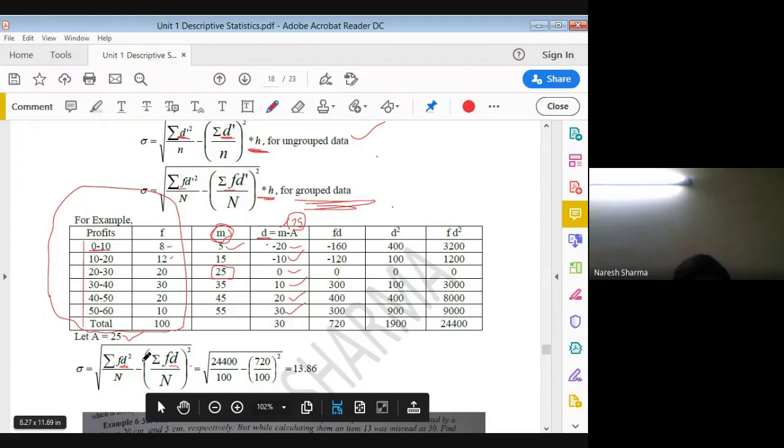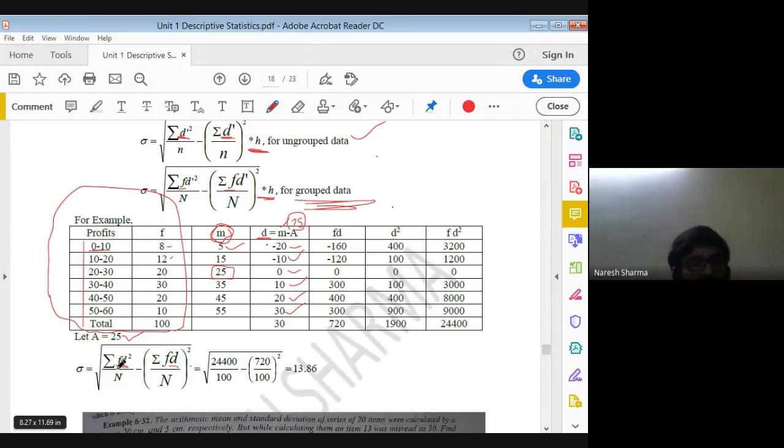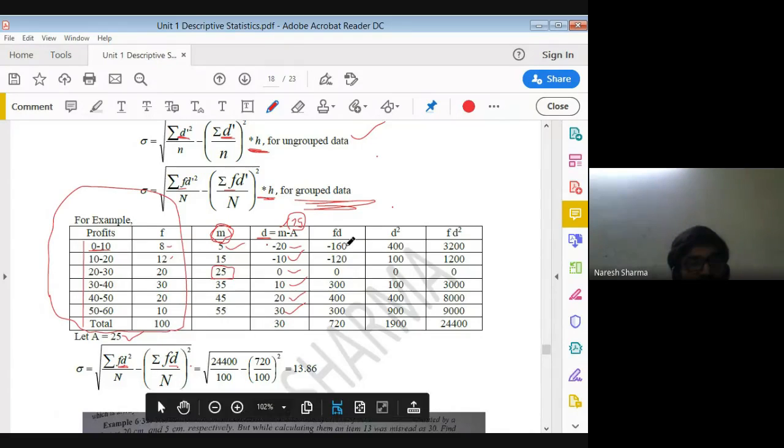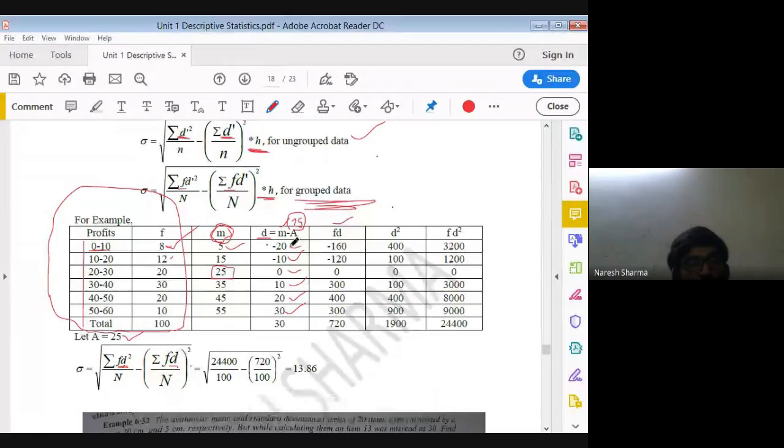Now in your table, we require f into d. So we just calculate f into d. Just multiply this frequency 8 with your minus 20, that is in d. So that is minus 160 we get. Similarly, 12 into minus 10 is minus 120. Similarly, 20 into 0 is 0. 30 into 10 is 300. 20 into 20 is your 400. 10 into 30 is your 300. And if you add all these, we get 720.